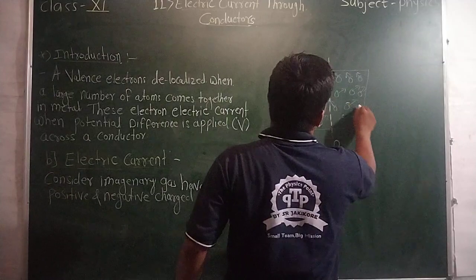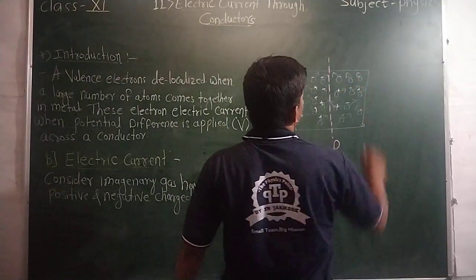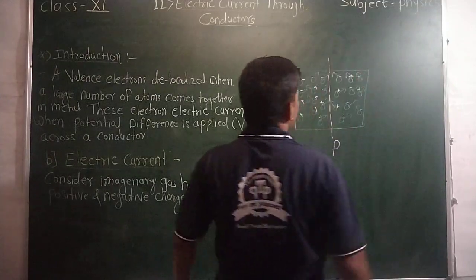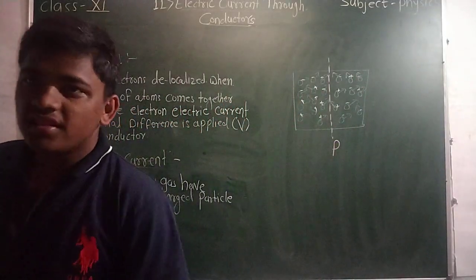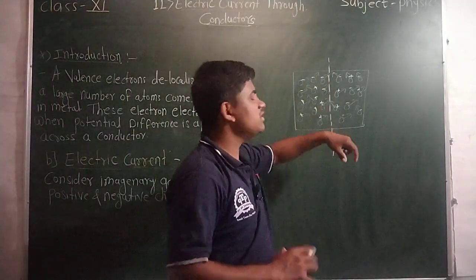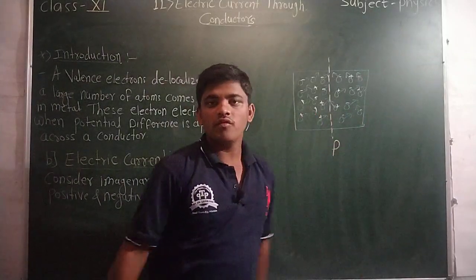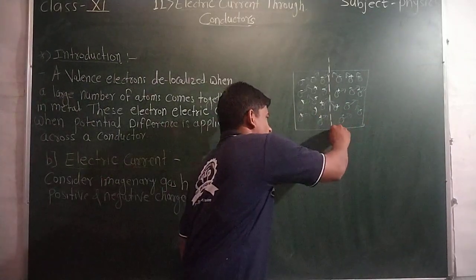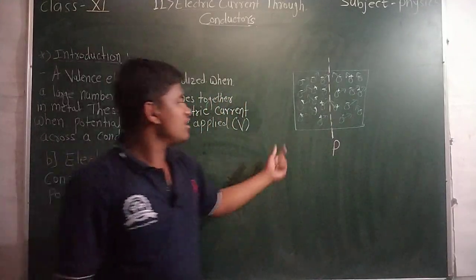Then these are positive and negatively charged particles. हे कंटेनरमध्ये आपण त्या ठिकाणी घेतलेलं आहे. These charges are randomly flowing in various directions, म्हणजे कुठल्याही डायरेक्शनमध्ये रँडमली फ्लो होत आहेत. These charges are randomly flowing in various directions across the plane P.